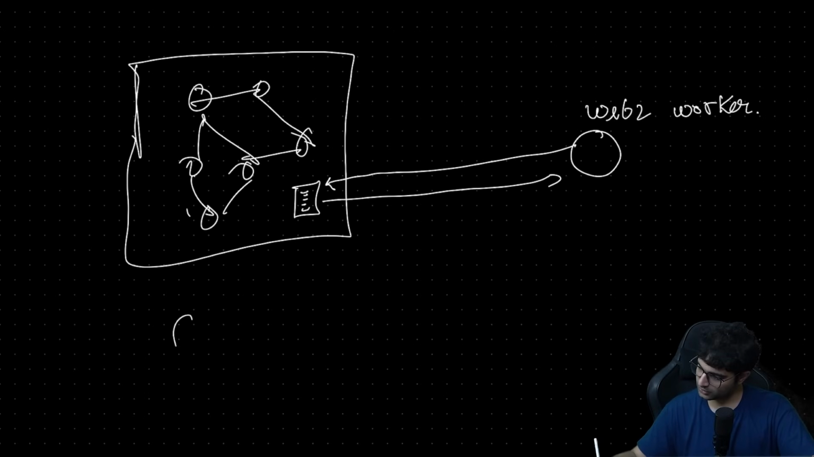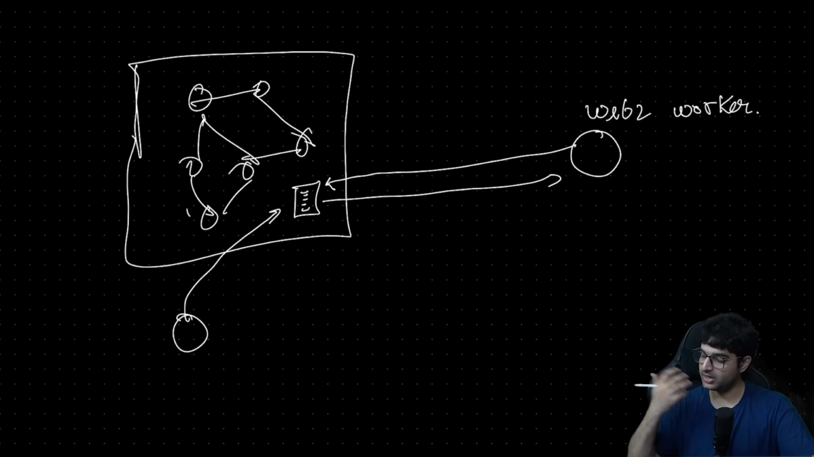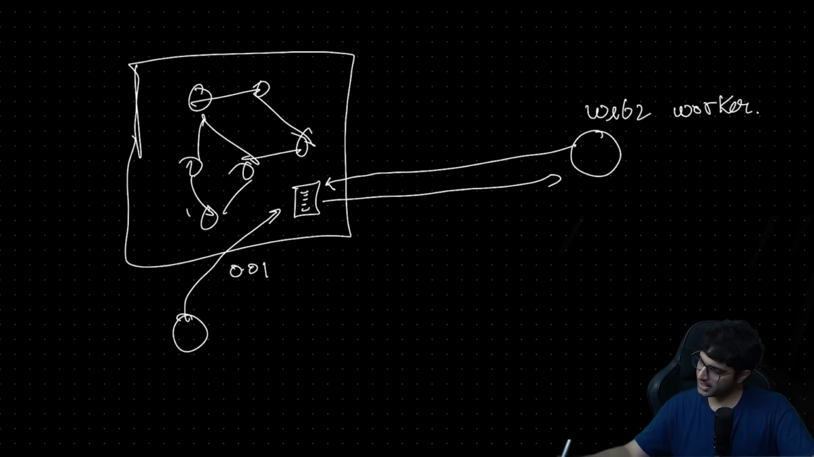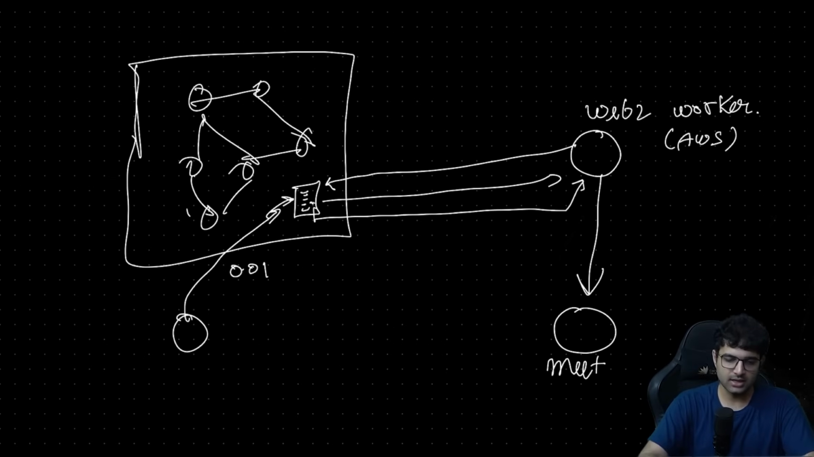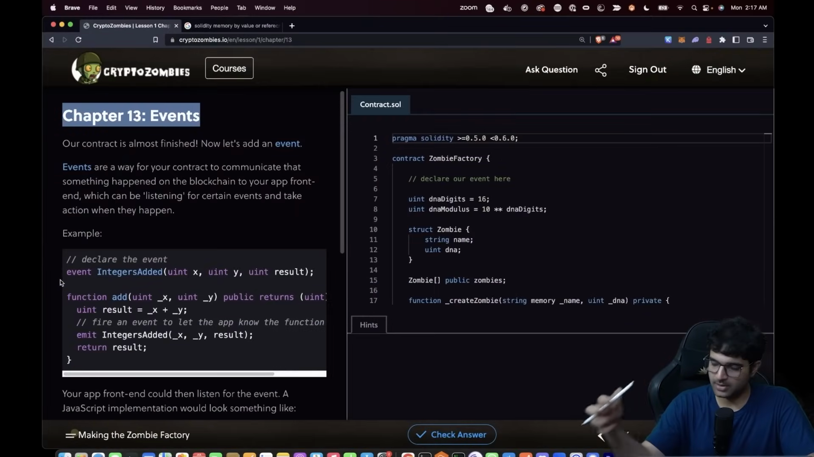In our case, whenever you come and give 0.01 ETH, let's say a few of you do, and I become very rich, then you send 0.01 ETH here, and I have a Web2 worker running on, let's say AWS, which is listening to events here. Whenever the function exits and receives the 0.01 ETH, it will trigger an event here or trigger a callback here, let's say, which will actually create the Google Meet call between you and me. Hopefully that was clear. Let's see how you can emit events from a function or from a contract.